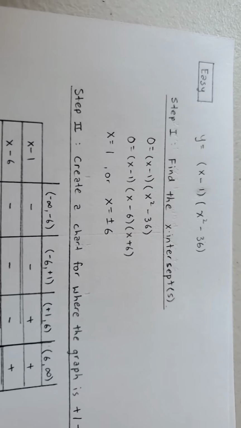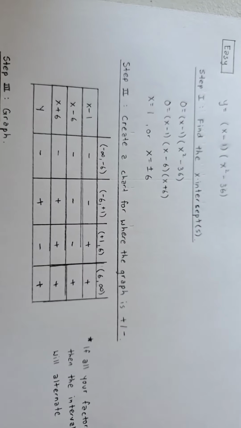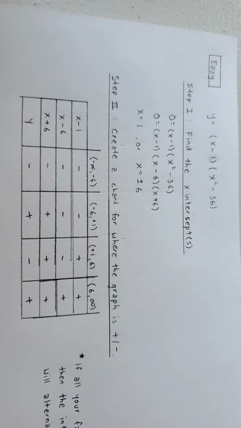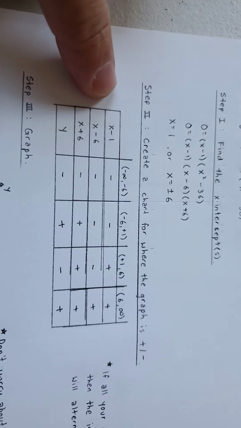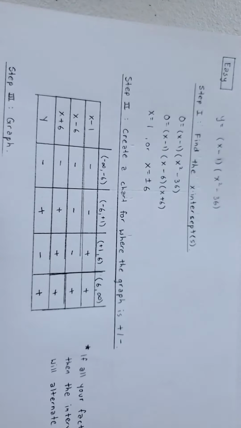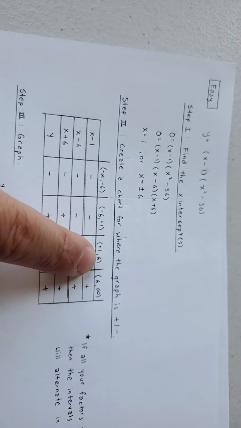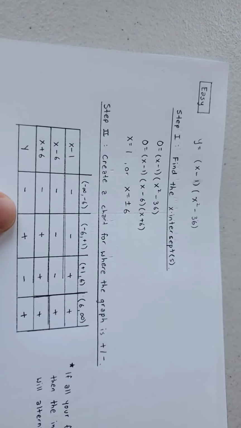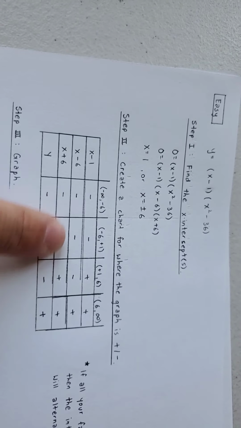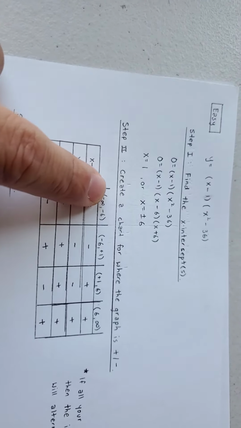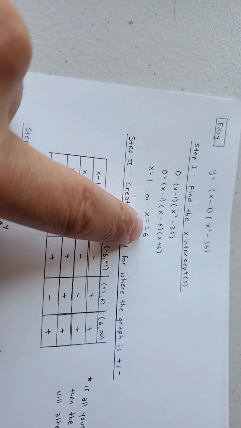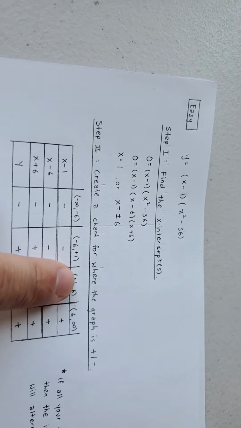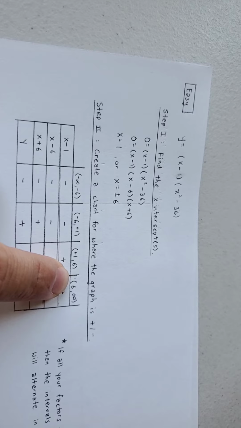Now, once you find all the zeros, you're going to create a chart, and this is where it gets a little difficult at first, but it's not that it's difficult, it's tedious. So we're going to take all the factors and create rows with them, and at the same time, we're going to create some columns according to our zeros. The number of columns is going to be one more than the number of zeros. You can see my zero at 1 right here, then x is equal to negative 6, so it's divided by negative 6 over here, and then x is equal to positive 6, so you can see that x is divided by positive 6 over here.